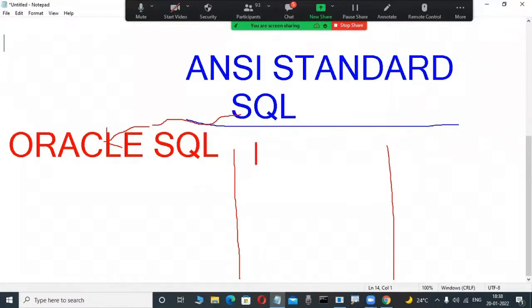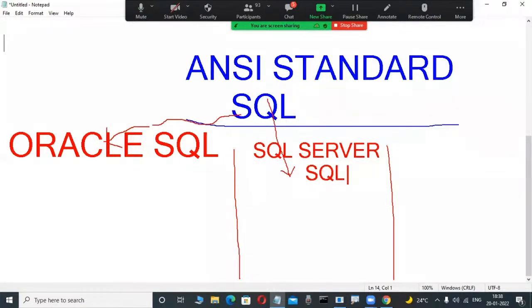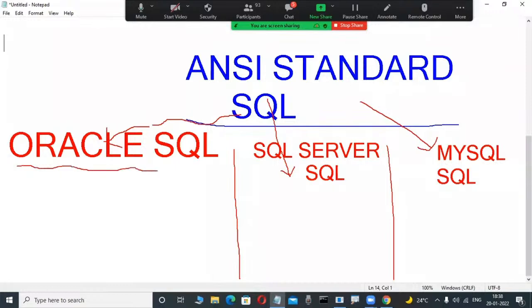Again, observe here. SQL Server, a Microsoft product, created their own SQL from this ANSI standard SQL that is called SQL Server SQL. Again, MySQL created their own SQL language from this ANSI standard that is called MySQL SQL. That's why in our class we are learning Oracle SQL. How do you differentiate all these SQL languages? Conceptually they are the same.